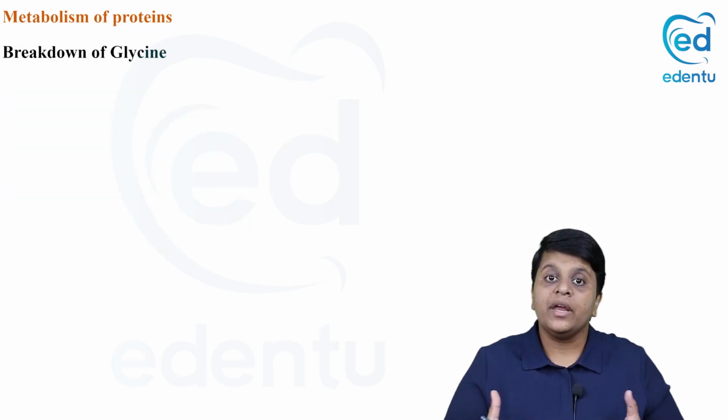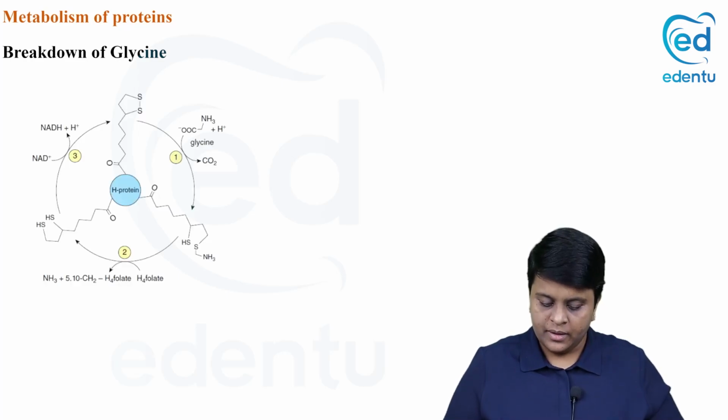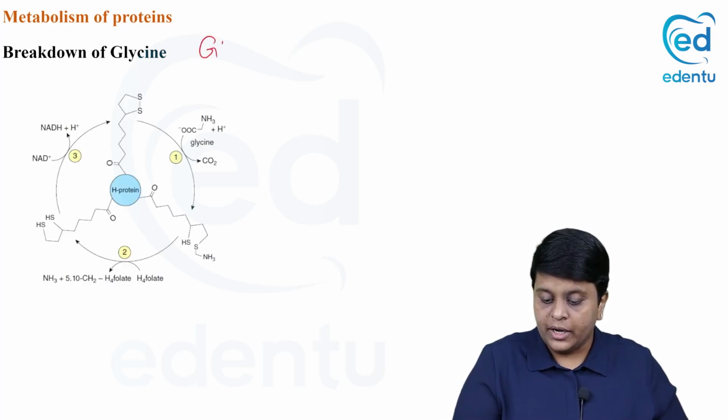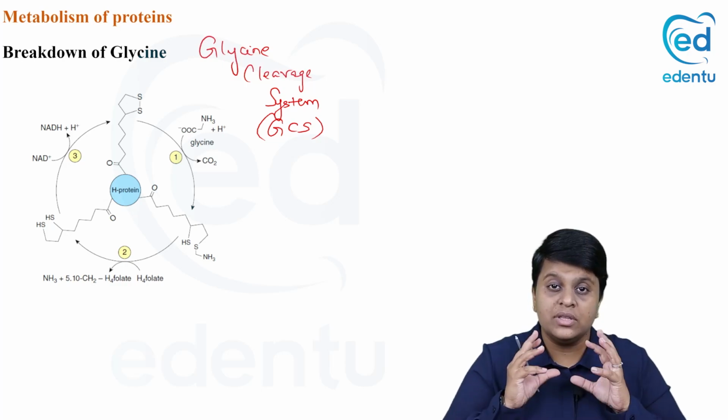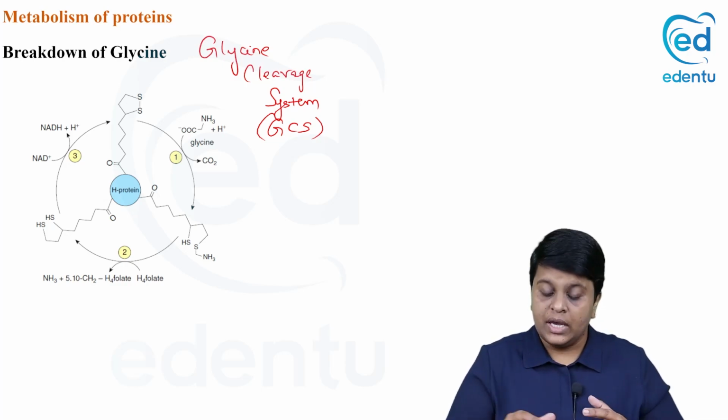Now coming to the breakdown of glycine. The chief enzyme for breakdown of glycine is the glycine cleavage system, referred to as GCS. It is a multi-enzyme complex. There are three enzyme activities within this enzyme. Now let us see how that takes place.